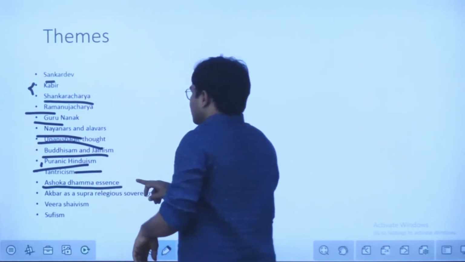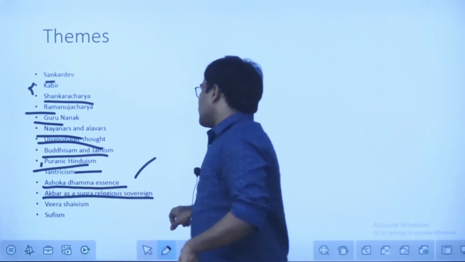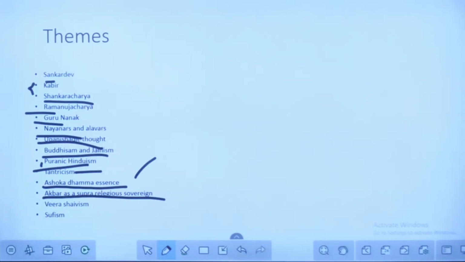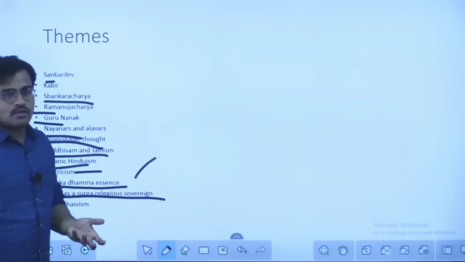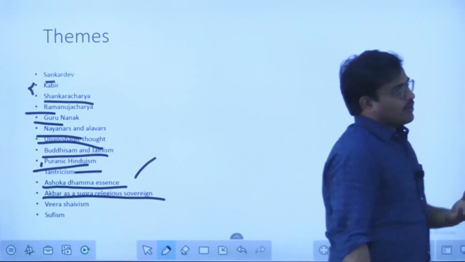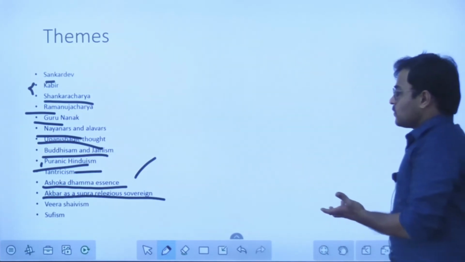Ashoka's Dhamma's essence, there itself I talked about it. Then Akbar as a supra-religious sovereign. He went beyond all religions. How did this happen? What are the central themes of Akbar's religious belief? Sulh-i-kul, Wahdat-ul-Wujud. Then after that you have to write about Tawhid-i-Ilahi. Three to four themes are there. This question is also possible.